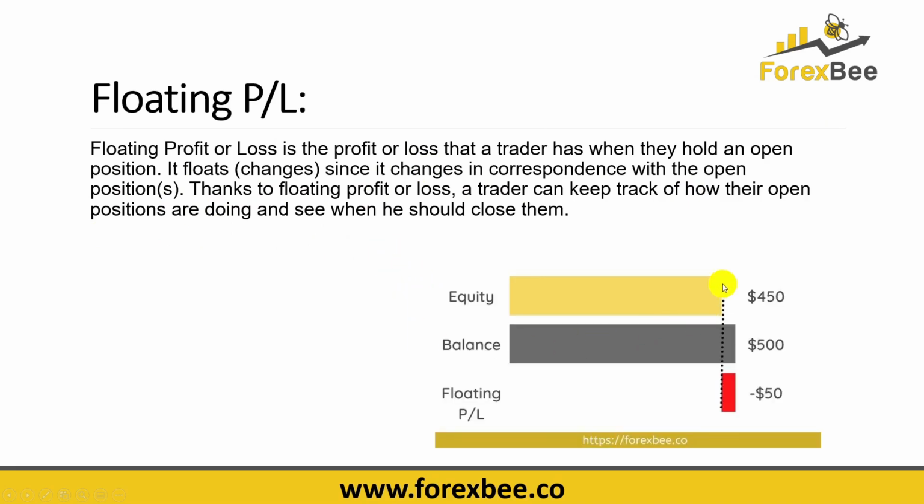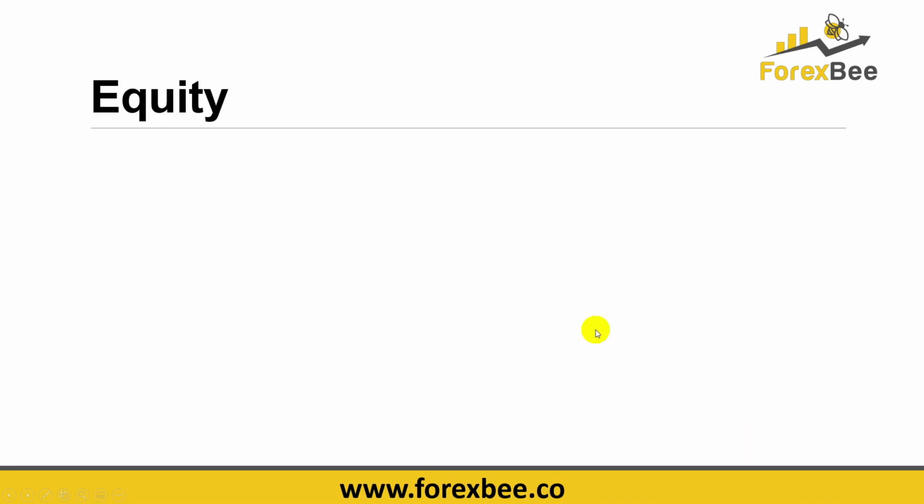So let's say your account balance was $500 for some trade, and the equity, which we are going to explain in the next slide, is $450. The reason for that is your floating profit or loss is $50. So you would subtract the floating PL from your balance and the remaining would be your equity, which is in this slide.